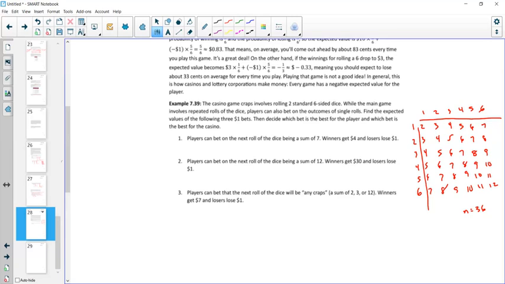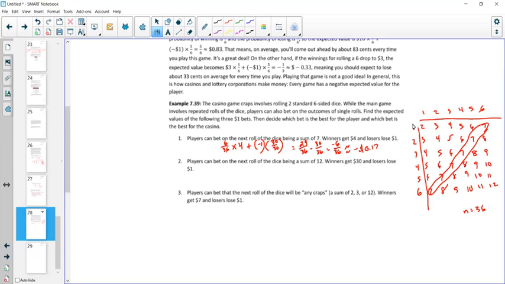So how many 7s do we have? There's 6 of them. So the odds of winning are 6 over 36, times our winnings, 4, plus -1 times the odds of losing, 30 over 36. So we have 24 over 36 minus 30 over 36, which is -6 over 36, which is approximately minus 17 cents. Not the best of cases.